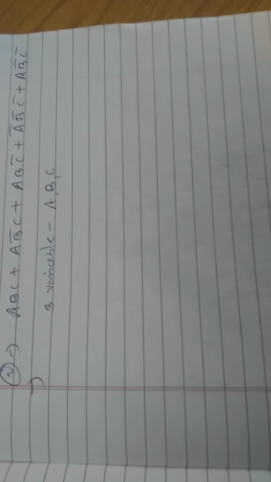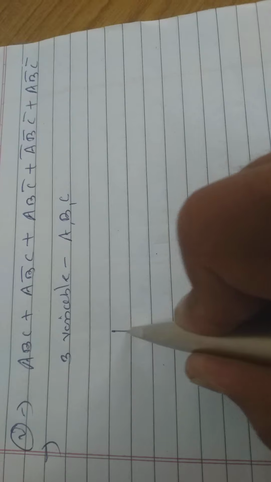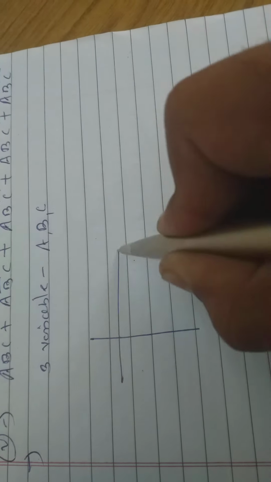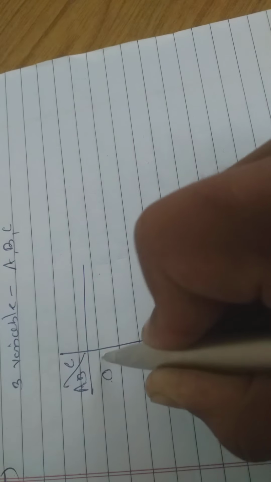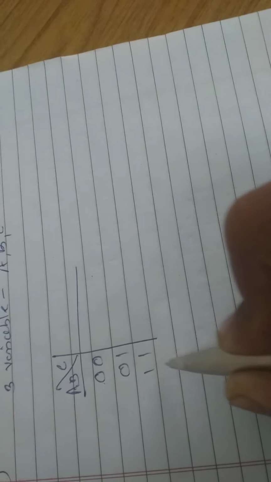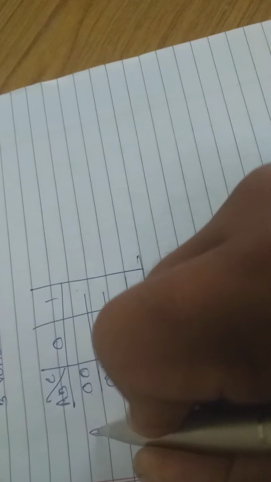Let's draw the structure of the three variable K-map. So here A B and on this side C. So 00, 01, 11 and 10, and for C 0 and 1. So this is A bar B bar, A bar B, A B, A B bar, and this is C bar and this is C.